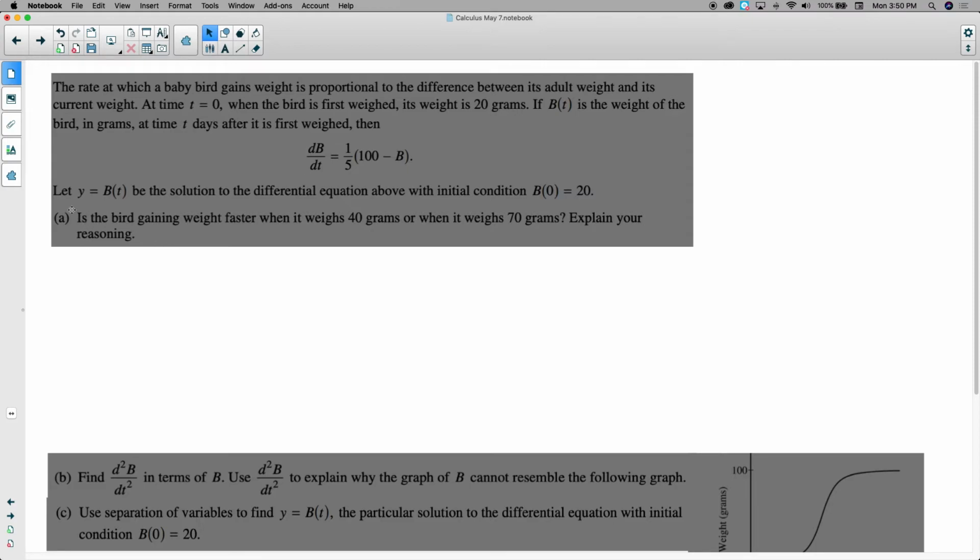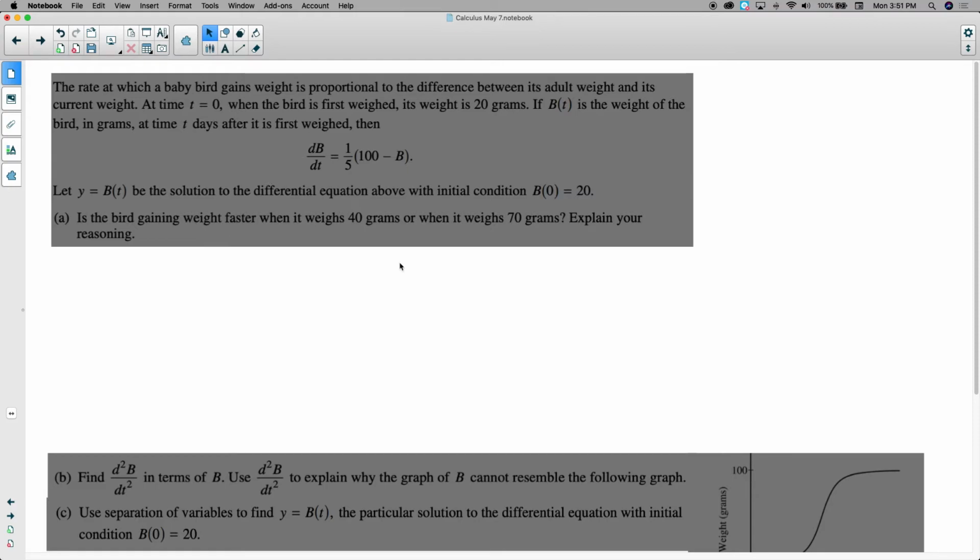Let y equal b of t be the solution to the differential equation above, and the initial condition is b naught equals 20. All right, part A. Is the bird gaining weight faster when it weighs 40 grams or when it weighs 70 grams? Explain your reasoning. 40. That's what I was just talking about. The bigger this number is, the bigger that number is. This is the speed at which it's gaining weight, right?